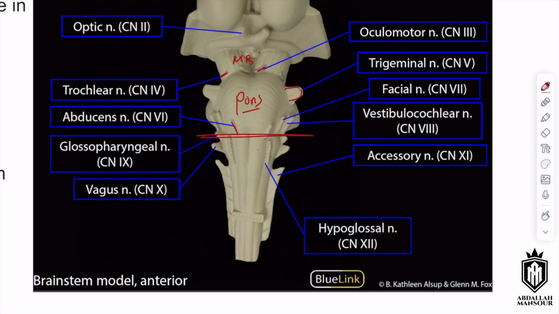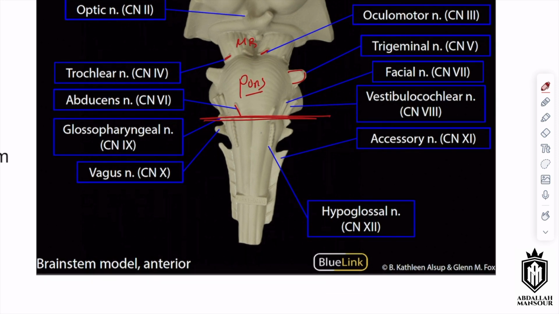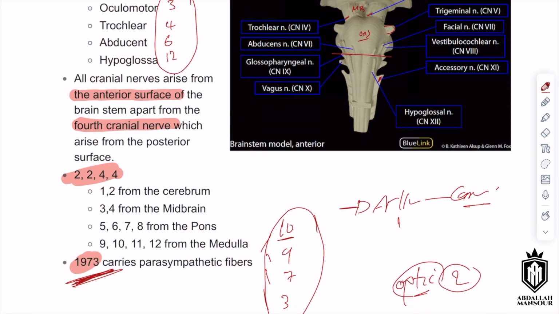These are coming from the pons. And the medulla will have the spinal accessory nerve, the hypoglossal nerve, the vagus nerve, and also the glossopharyngeal nerve just right there. All of them are coming from the medulla, all right? All of them are coming from the medulla. Cool.